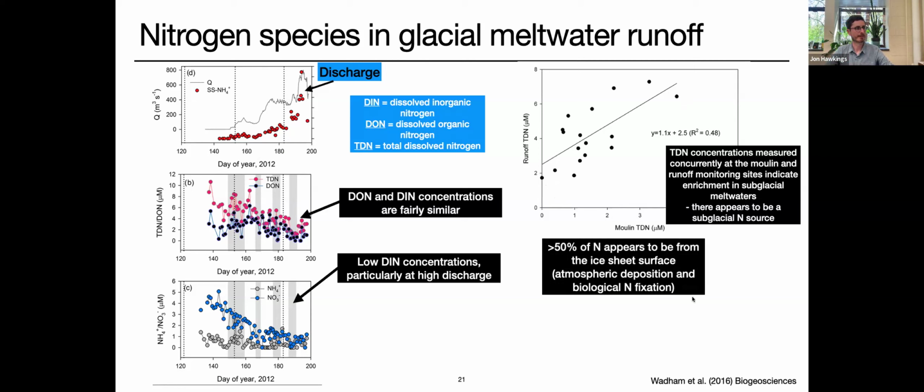surface. An interesting thing for us as well is that more than 50% of the nitrogen seems to be from the surface, but also more than 50% of the nitrogen seems to be organic nitrogen, which we knew very little about before this study.